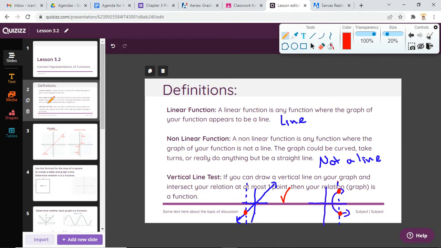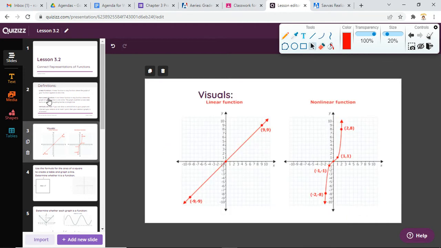Since it intersects at 2 spots, this would not be a function because my x value has 2 different y value outputs. So this is not a function. Whereas this one right here is a function because each vertical line will intersect my graph at most one point. Alrighty, so let's get some visuals for you guys here.